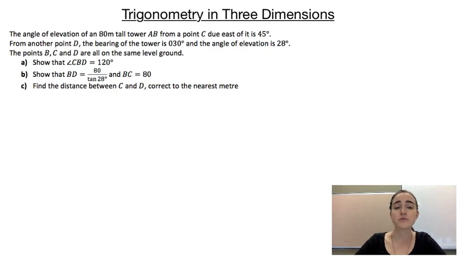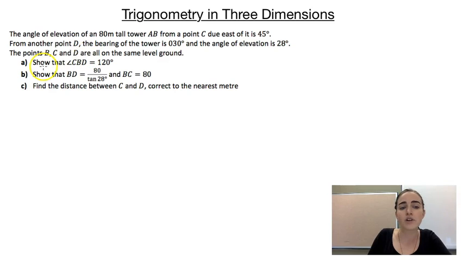Our example says we've got a tower, AB, and our tower is 80 metres tall. The angle of elevation of that tower from a point C, which is due east of the tower, is 45 degrees. From another point, D, the bearing of the tower is 30 degrees, and from that point, the angle of elevation to the top of the tower is 28 degrees. The points B, C, and D are all on level ground. Part A asks us to show that angle CBD equals 120.